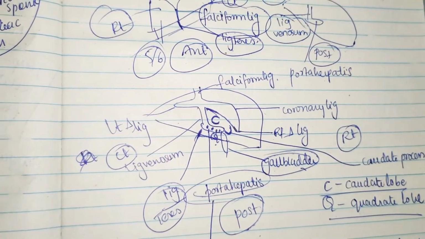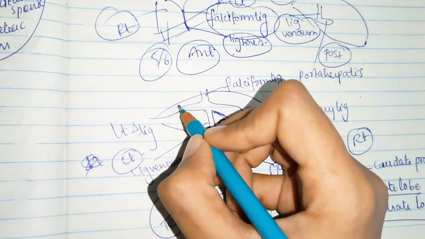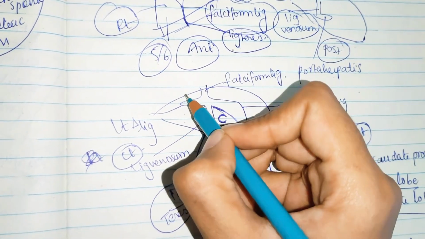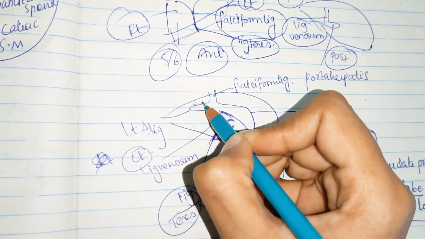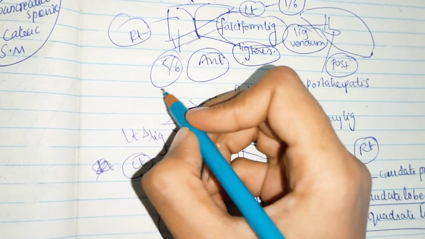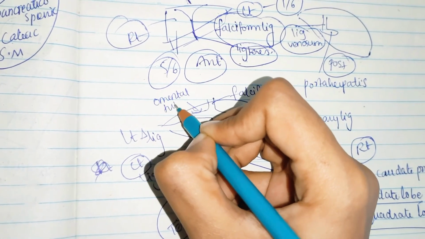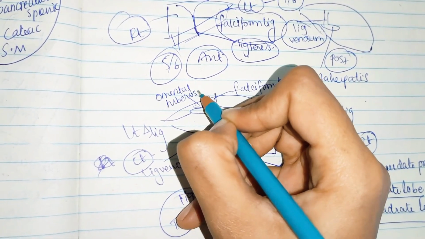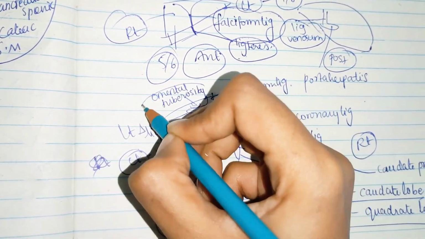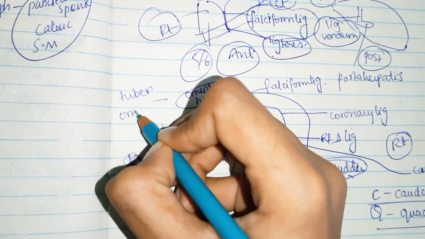Regarding the left lobe, you know this is the left lobe, this is the right lobe. On the posterior side of the left lobe, especially here, you will have a rounded elevation called the omental tuberosity. So this is one more important point. Omental tuberosity, also called tuber omentale.